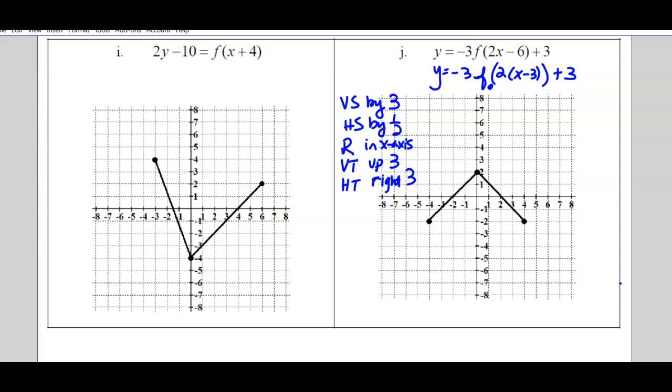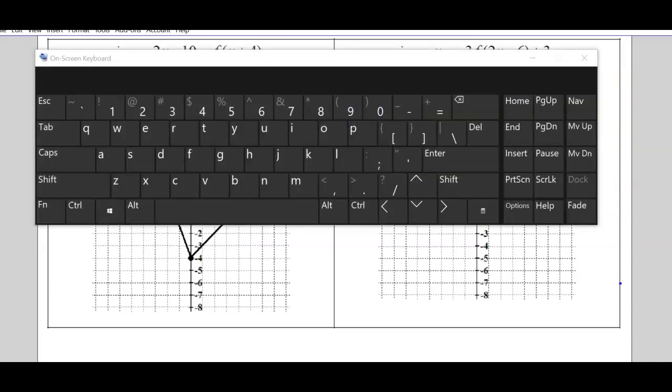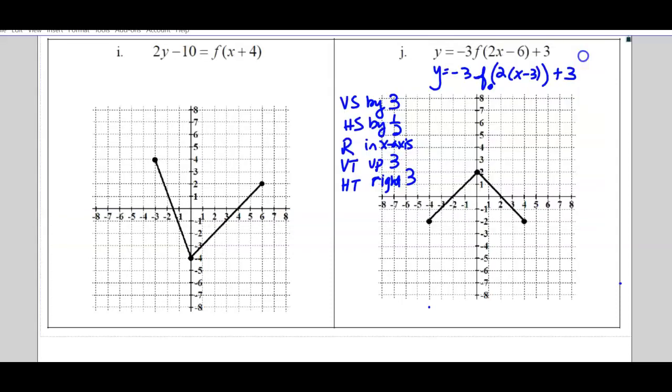Okay, so there's my first point. This point here, vertically stretched by 3, 2 times 3 is 6. Horizontal stretch won't change it because it's on the x-axis. Reflecting in the x-axis, we'll make that negative 6, then up 3, and to the right 3.